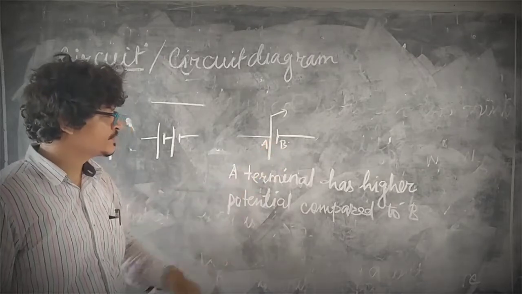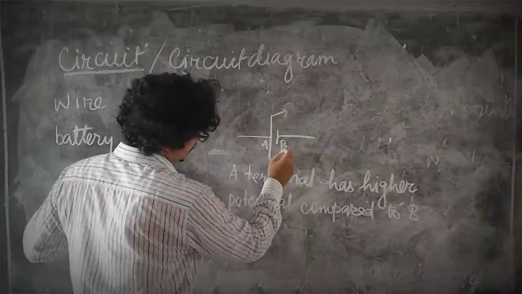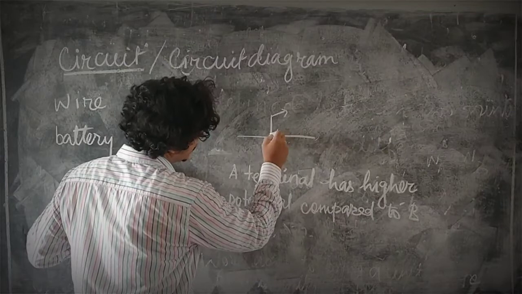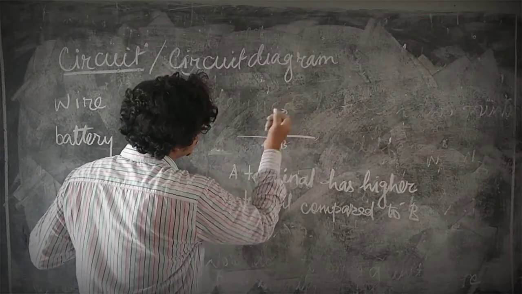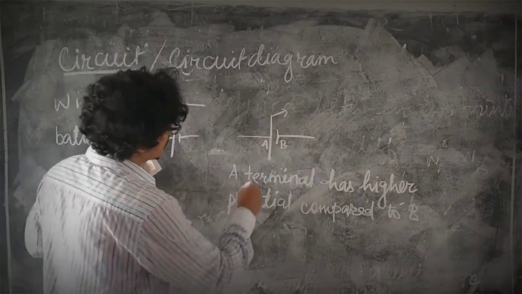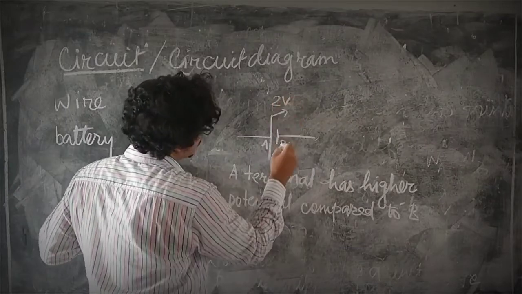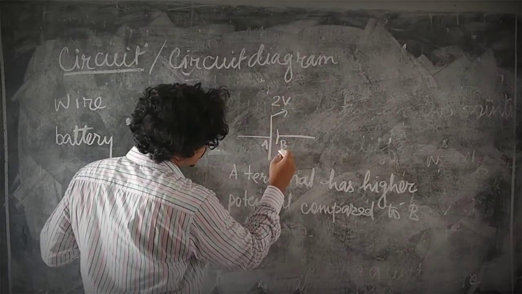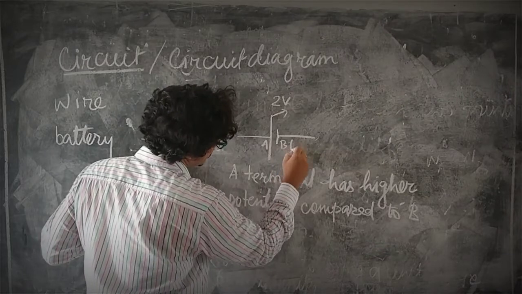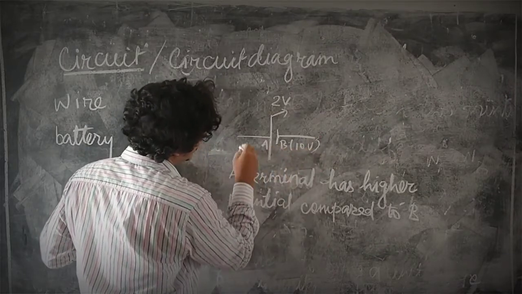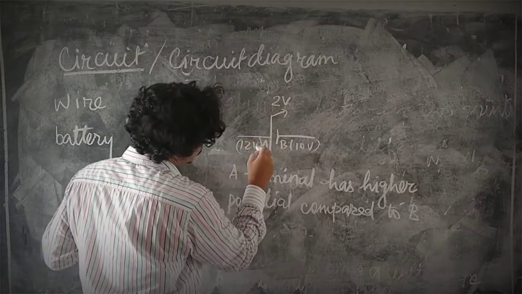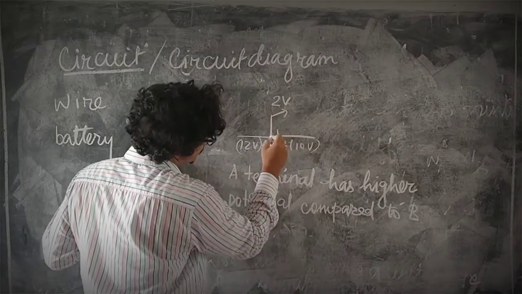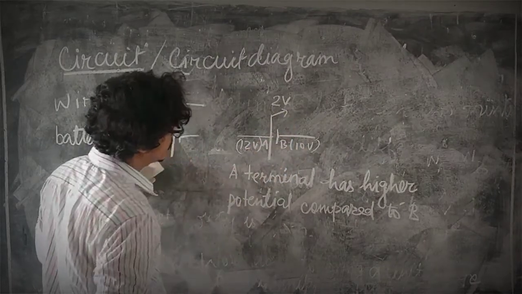So here, if the potential difference between these two is, let us say, 2 volt, suppose potential at B is 10 volt, then potential at A is 12 volt. So 12 minus 10 is 2 volt. That is the potential difference between these two terminals.